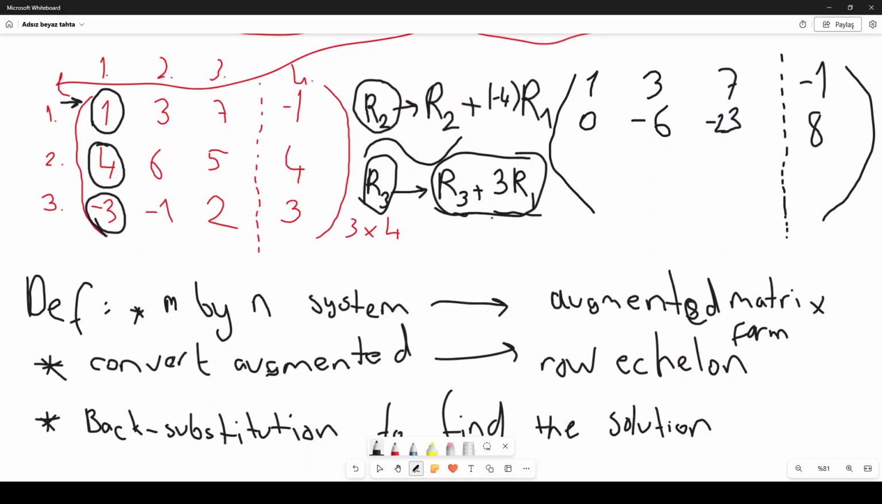I add to the third row the first row multiplied by 3. Okay, so I got 0 in the very first entry of the third row, and then I got what? 3 times 3 is 9, plus minus 1 is 8, right? And 3 times 7 is 21, plus 2 is 23, right? And minus 3 times minus 1, minus 3, adding 3 is 0, right? I got this. Right.